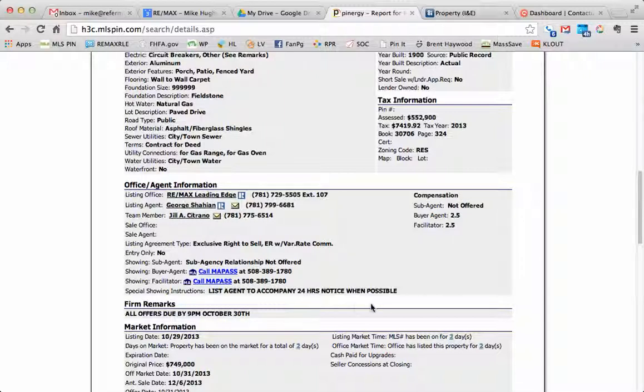And 24-hour notice when possible. So if you call me and you want to see this 2 hours from now, it's probably not going to happen.